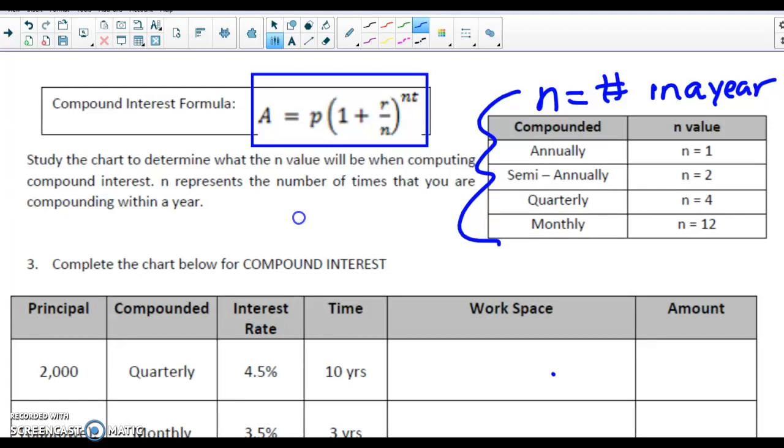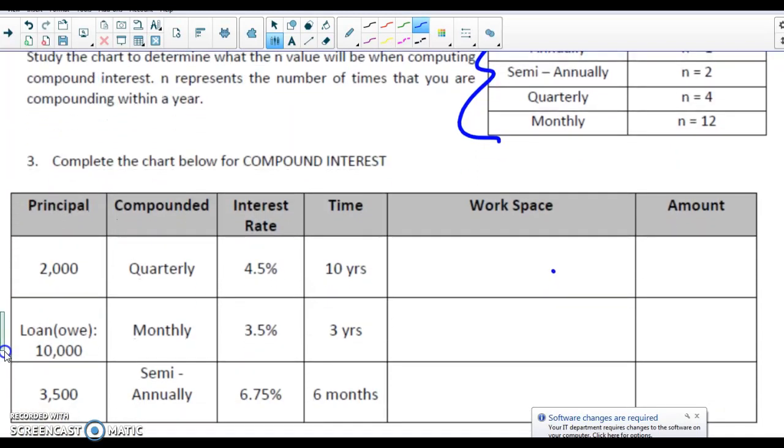And so your n depends on what is compounding, and we will always tell you. So if we say compounding annually, you use n as 1. If we say semi-annually, that happens twice a year, so n is 2. If we say quarterly, that's every quarter. There are 4 quarters in a year, so n is 4. And if we say monthly, that's the most common, you would say n is 12. Okay, and so you're just going to use this formula.